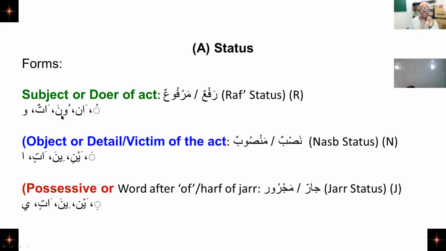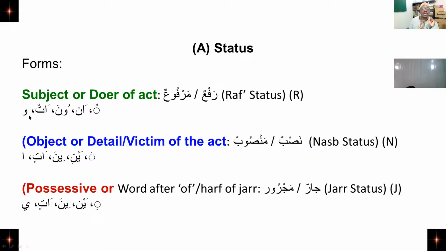Anytime you see a word with una at the end, still, it is in rafa status, and it is known as marfu'un. And it is either the doer, the subject, or something like that, okay? Anytime you see an ism ending with atun, the same thing, it is a subject, a doer of an action. And you can say it is marfu'un, okay?